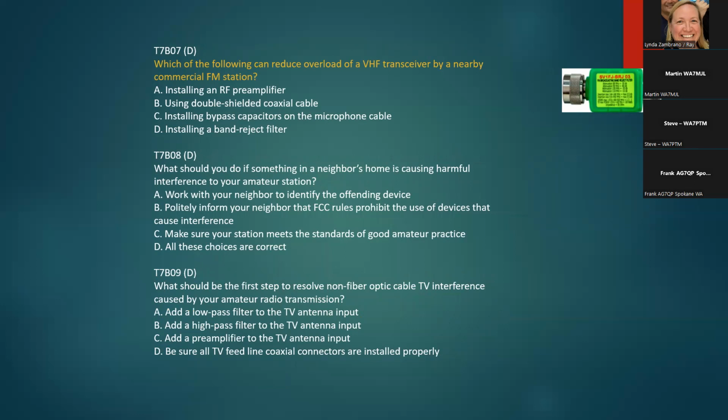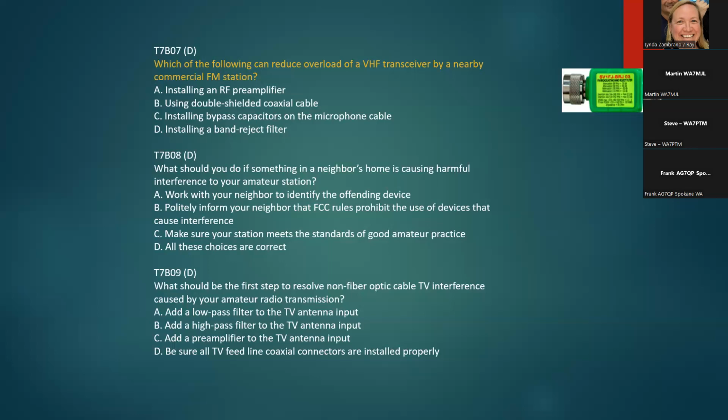B7, which of the following can reduce overload of a VHF transmitter by a nearby commercial FM station? It is possible that if you're really close to a high power transmitter, let's say transmitting 25 or 30,000 watts, that interfering signals can actually cause an overload and noise on your transceiver.